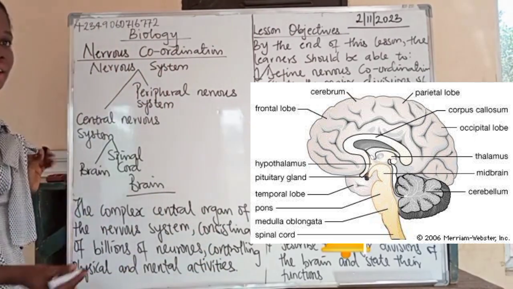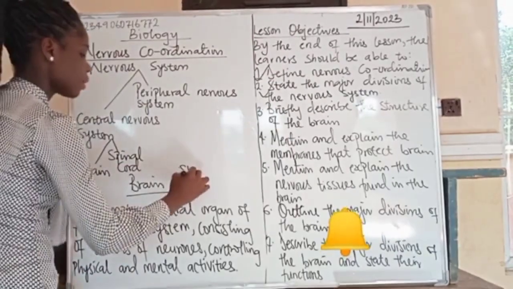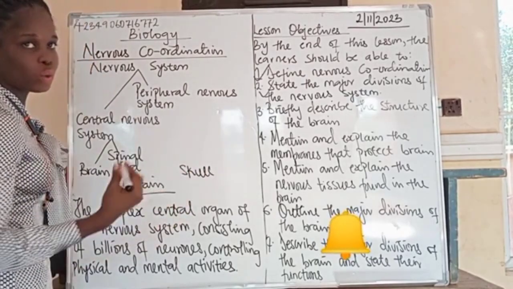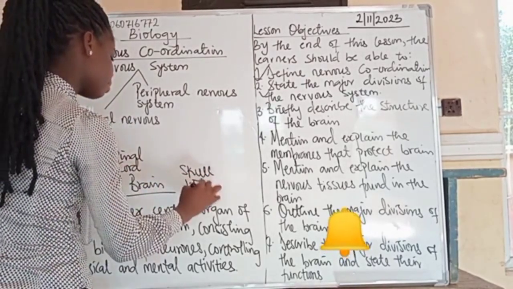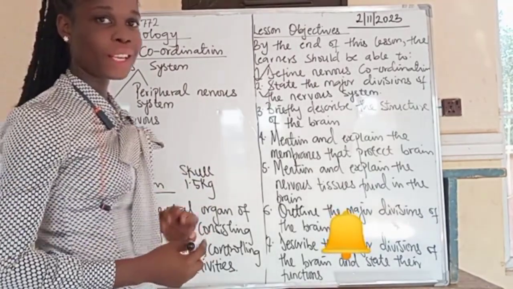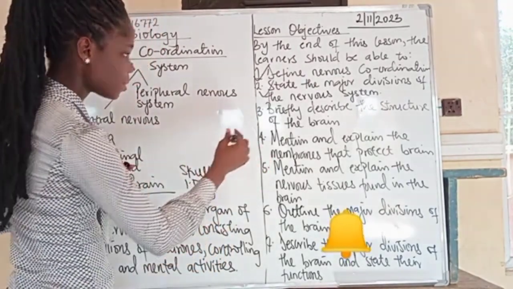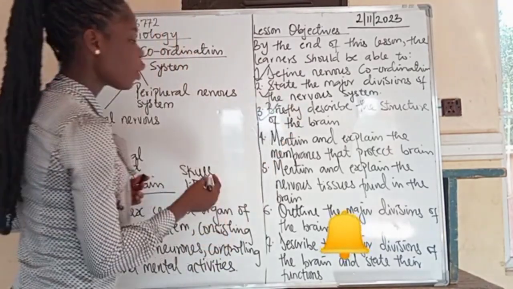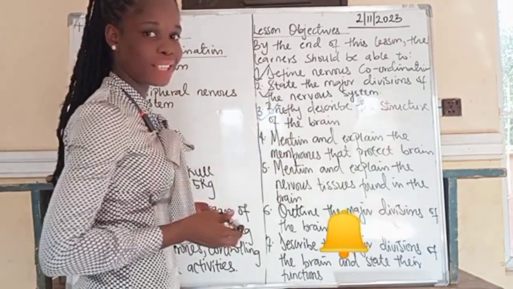The brain is located in the skull. It weighs about 1.5 kilograms and it is grayish white in color. That is it for the brief description of the brain. And then we go over to the membranes that protect the brain.